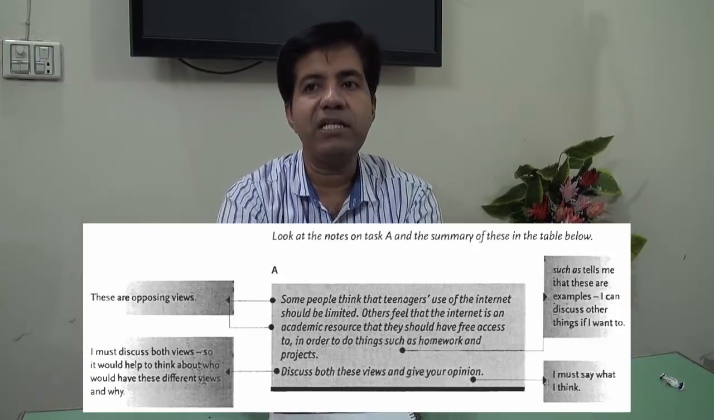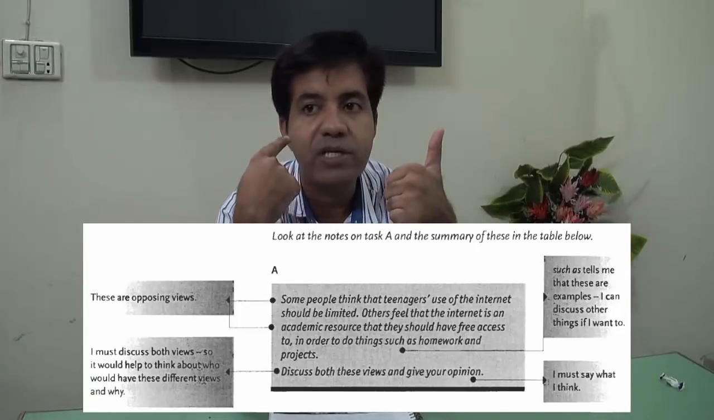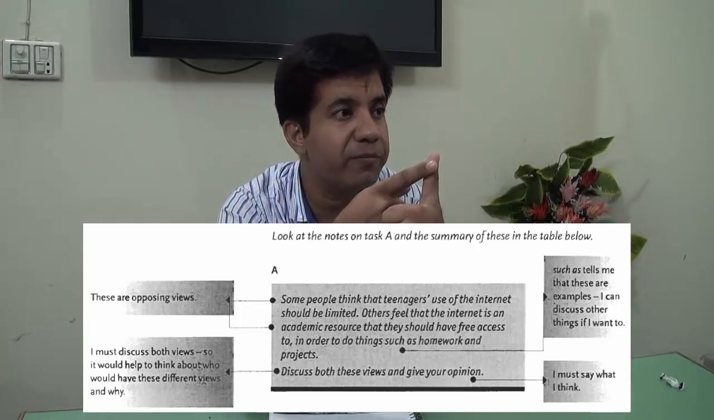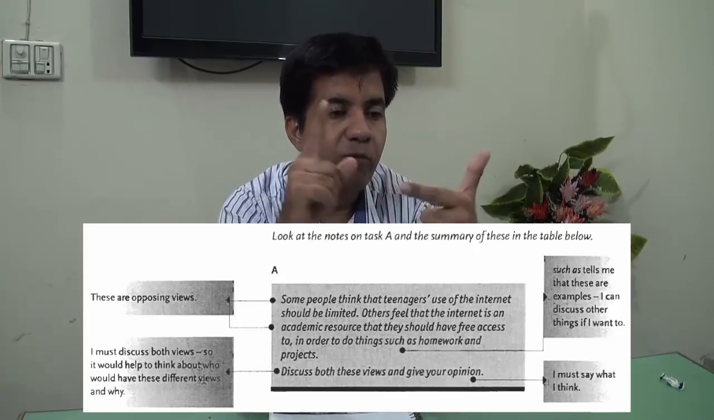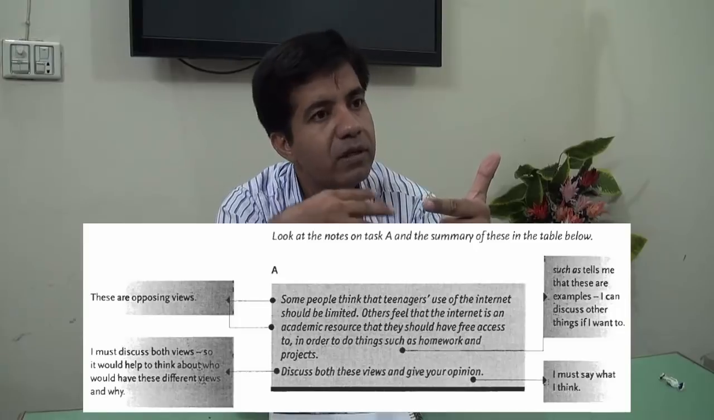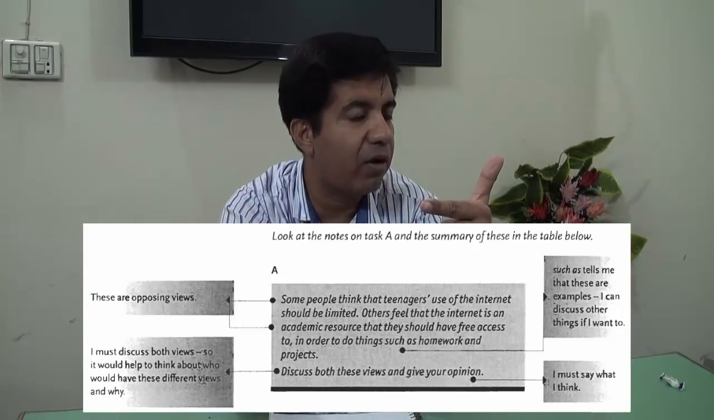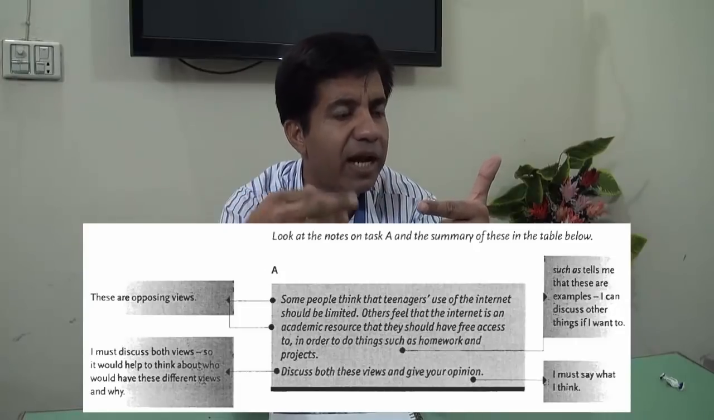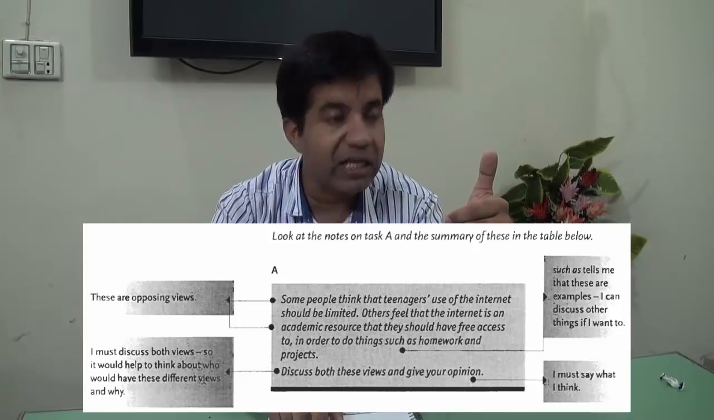Now when they say discuss both these views and give your opinion, it means you will discuss the first view. What is the first view? That the use of internet for teenagers should be limited. What's the second view? They should be given internet access without any break, or non-stop internet, so that they could do their work. So you have to discuss both the views, and then they say and give your opinion.